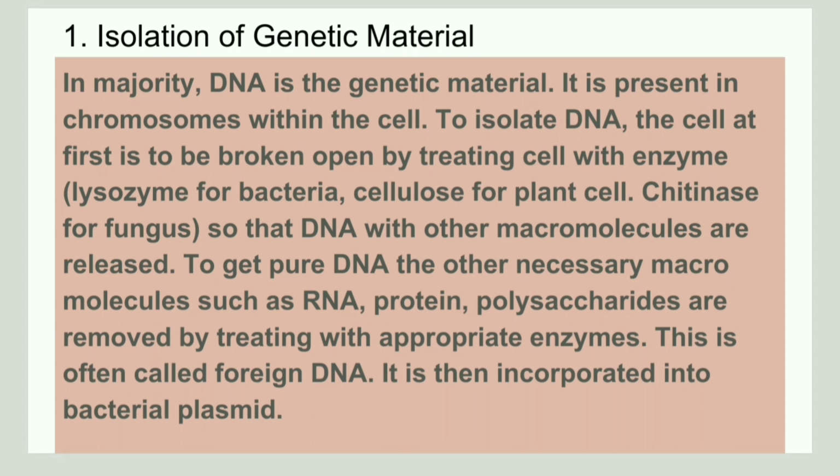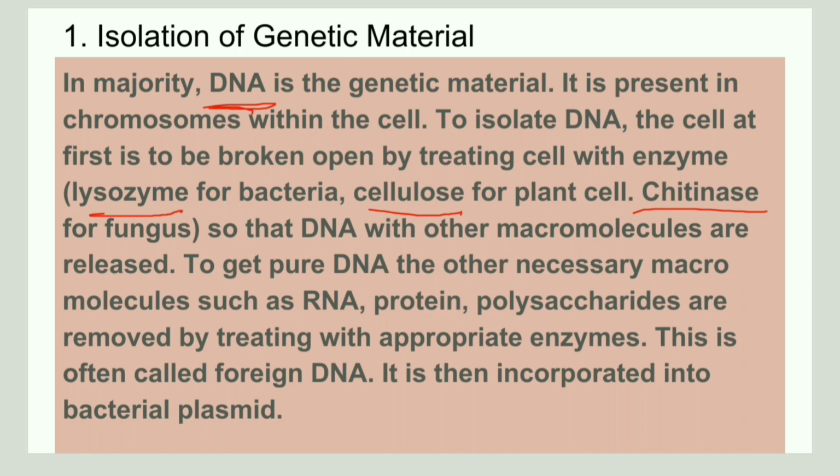For a majority of organisms, DNA is the genetic material. These DNAs are present inside the nucleus. That is, inside a nucleus, there are chromosomes, and inside the chromosome, there is DNA. To isolate the DNA, we first have to break the cells. So we use many enzymes. For bacteria, we use lysozyme. For plants, we use cellulase. And for fungi, we use chitinase.